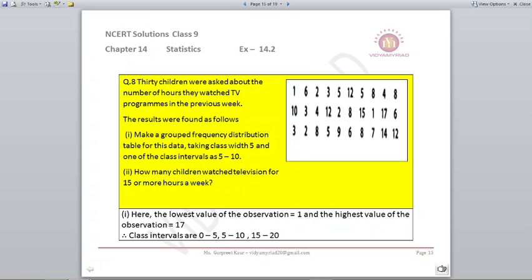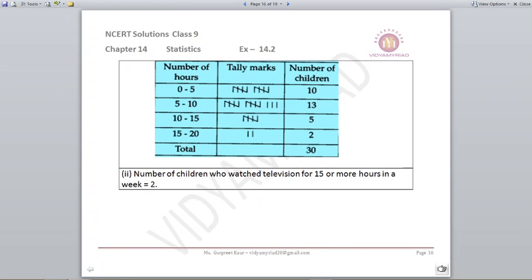15 to 20. They are asking how many children watch television for 15 or more hours a week. Based on the class intervals, we have prepared the tally marks and the number of children. In 0 to 5 there were 10 children, 5 to 10 there were 13 children, 10 to 15 there were 5 children and 15 to 20 there were 2. 15 or more means I need to see my class interval of 15 to 20. In 15 to 20 only two children watch television. So the answer is 2.